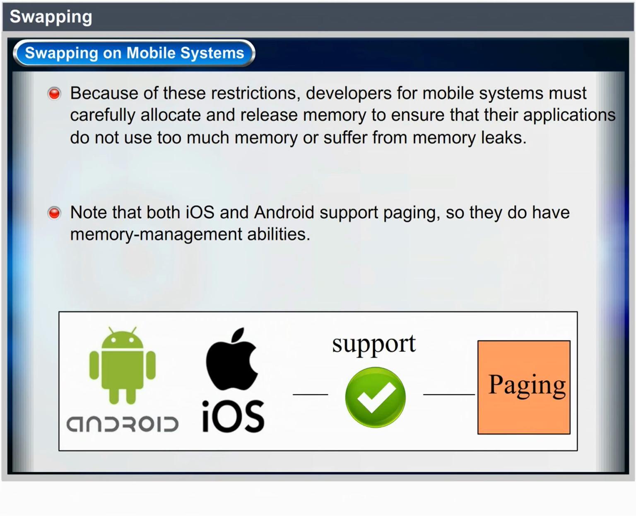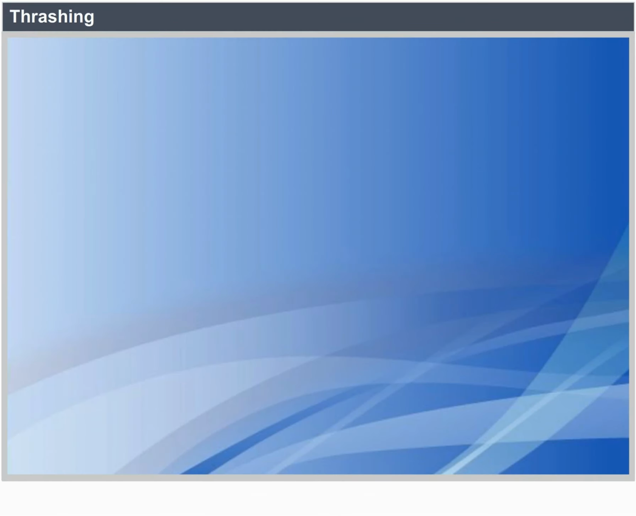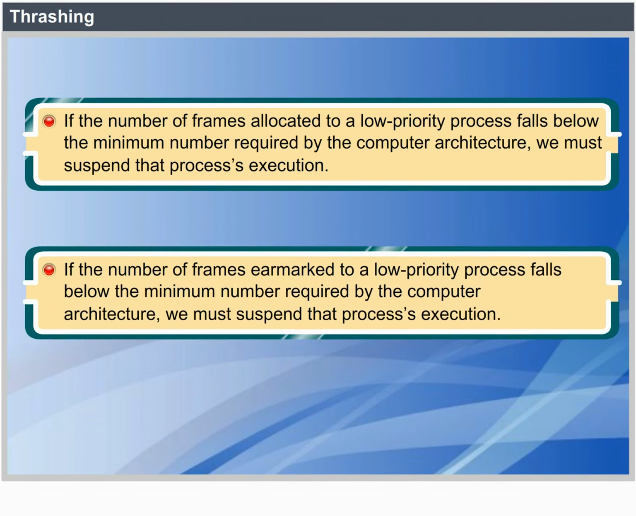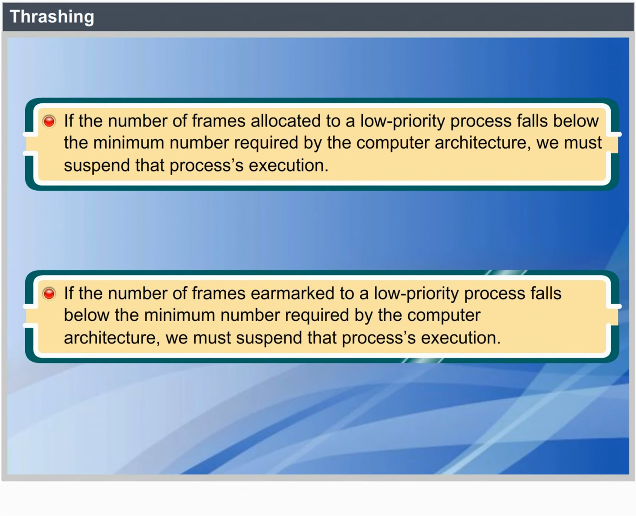Thrashing. If the number of frames allocated to a low-priority process falls below the minimum number required by the computer architecture, we must suspend that process's execution. We should then page out its remaining pages, freeing all its allocated frames. This provision introduces a swap-in, swap-out level of intermediate CPU scheduling.